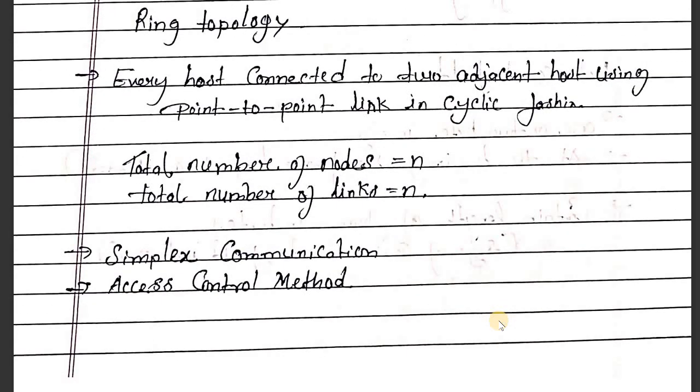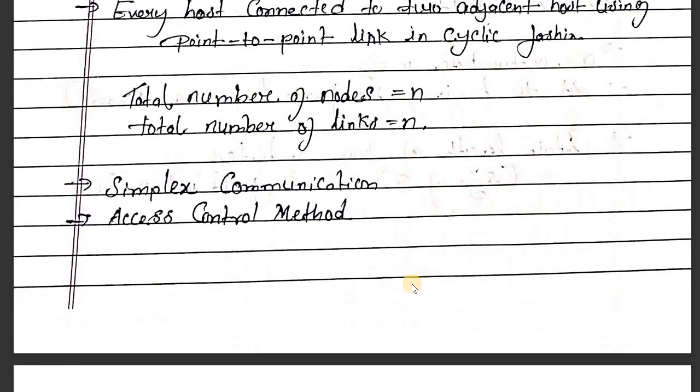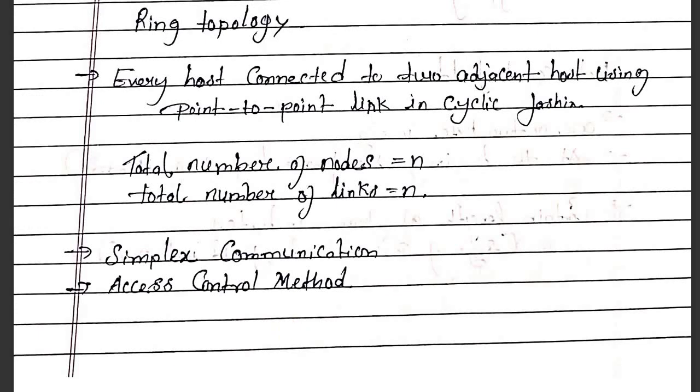Here the advantage is that it is simplex communication. At a time, only one node can send data on the link, and an access control method is used. Meaning if one node is sending data on the link, then other nodes do not send data in the channel. Here the formula: if the number of nodes is n, then the total number of links is also n.